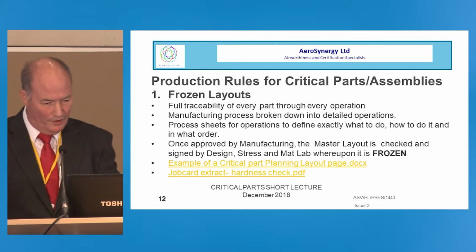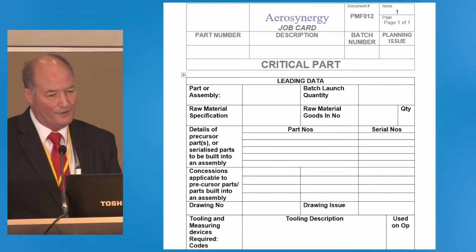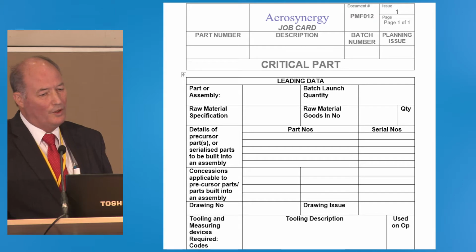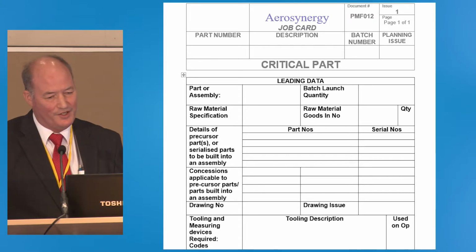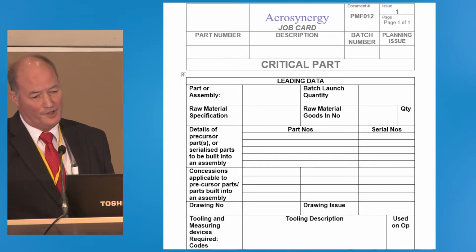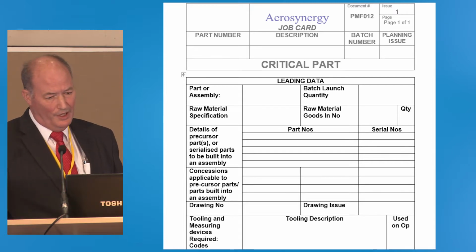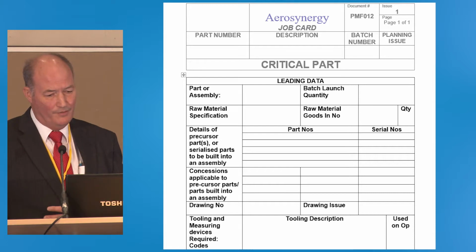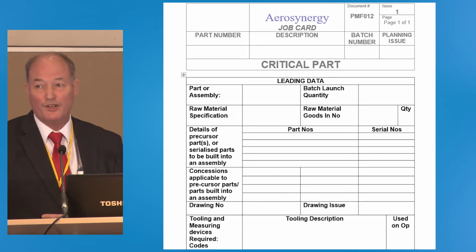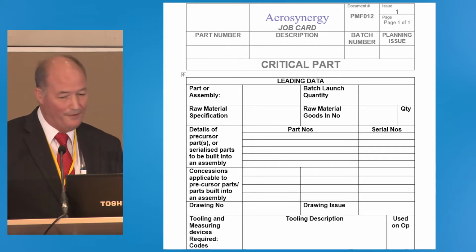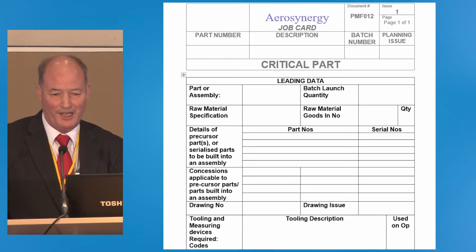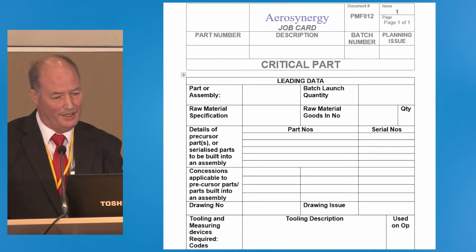And I'll just show you a quick example here. This is the front sheet of a critical part job card. All I'm showing you here is the traceability that you're looking for, not just, for example, precursor parts, the castings or forgings, if there were any, concessions that were applied to them, even down to what sort of tooling and measuring devices you use. You want everything to stay exactly the same, so you nail it down.